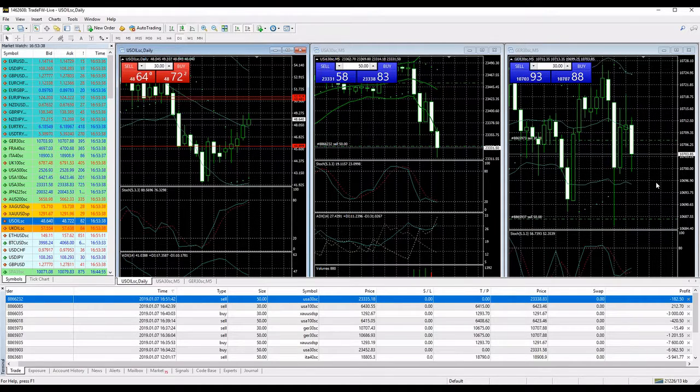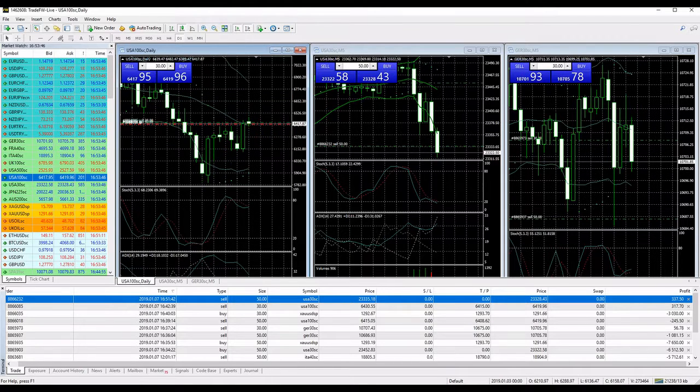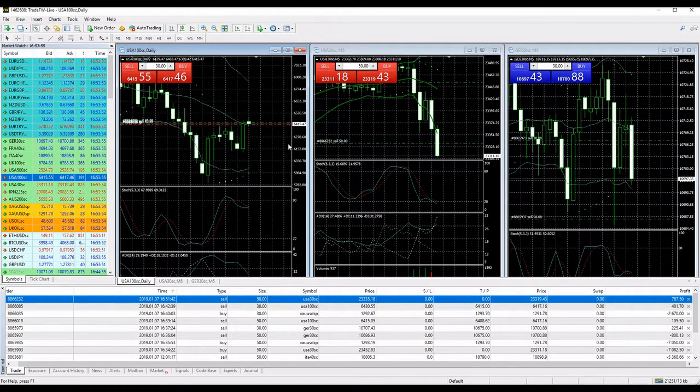So, guys, on USA 30, I just opened a position. It's nice. Gold position. Yep. So, guys, just for you to know, USA 30 is making money. DAX is making money. Italy 40, the loss is getting smaller and smaller. That's good.